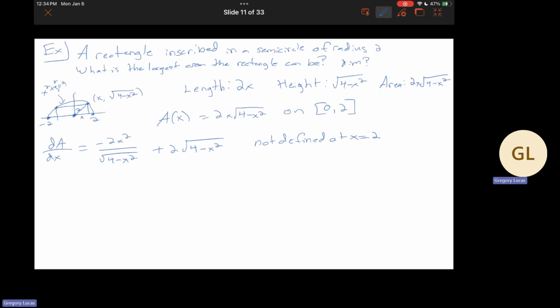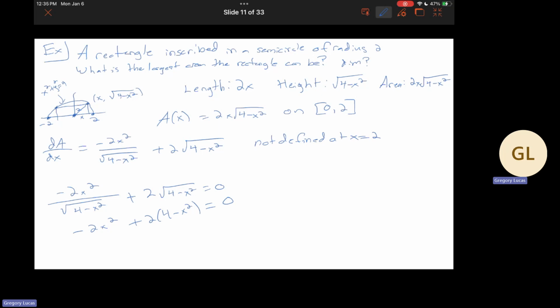So now we want to clear this denominator of square root 4 minus x squared once we set it equal to 0. So if I have minus 2x squared over root 4 minus x squared plus 2 root 4 minus x squared equals 0, I want to multiply everything by the square root of 4 minus x squared. Right? So if I multiply everything by the square root of 4 minus x squared, I'd get minus 2x squared plus 2 times 4 minus x squared. 0 times the square root of 4 minus x squared would still be 0.